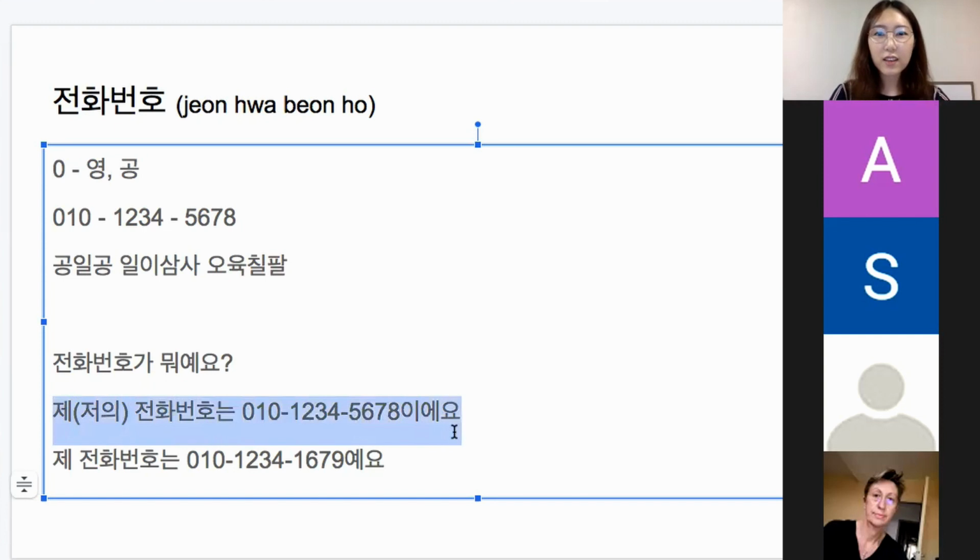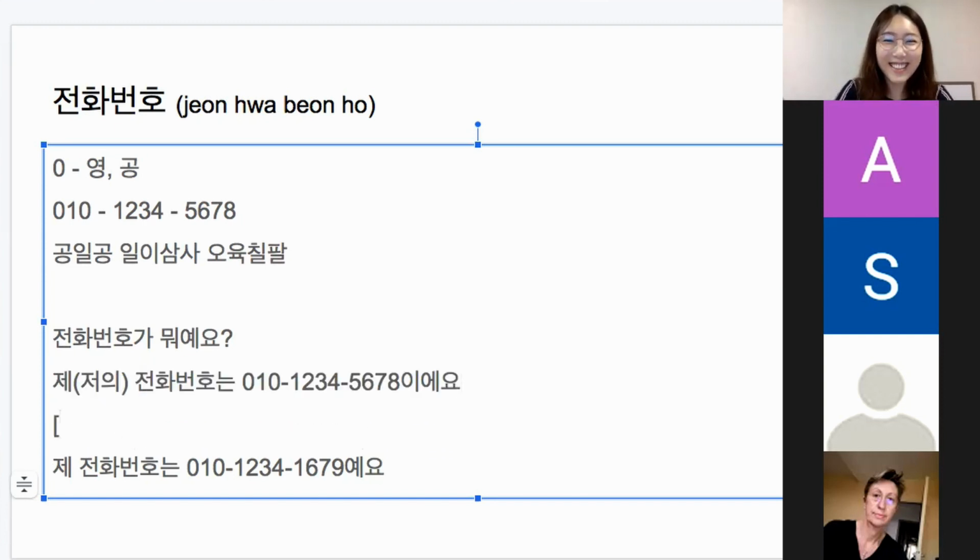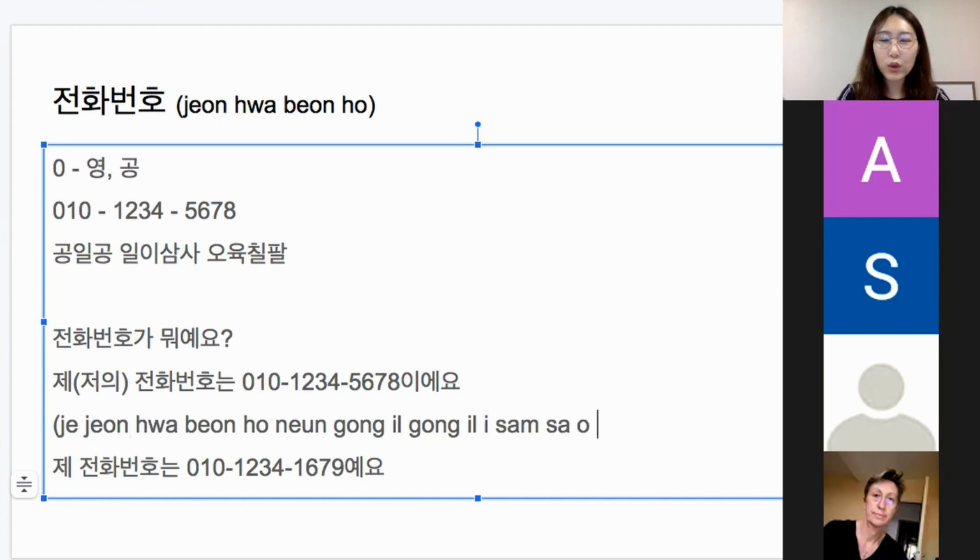010 1234 5678. 제 전화번호는 010-1234-5678이에요. Okay, wait. I will explain to you. Very good. Because you guys sound very cute. I will write it here for you. So my phone number, 제 전화번호는 010-1234-5678이에요.